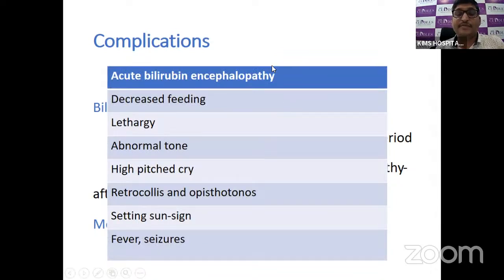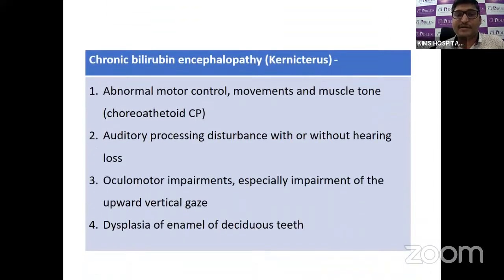When it comes to acute bilirubin encephalopathy, the signs and symptoms include decreased feeding, lethargy, and abnormal tone. There can be hypotonia or hypertonia, high pitched cry, opisthotonus posture, setting sun sign, fevers, and seizures. These are the signs of acute bilirubin encephalopathy. This condition is generally reversible when we manage it promptly. When we are not able to identify it, or it goes unnoticed, or we delay the management, it can lead to chronic sequelae, which is chronic bilirubin encephalopathy or kernicterus.